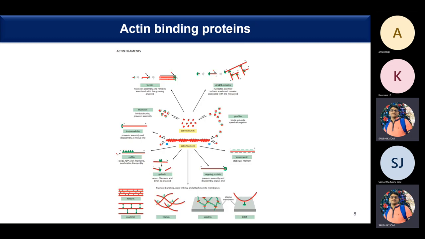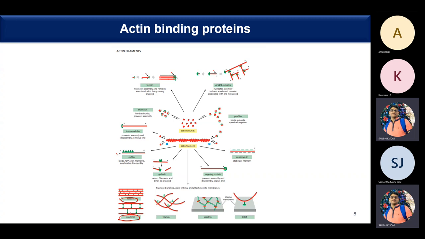Okay, so this was a small video about how muscle contraction works, how the actin and myosin filaments contract relative to each other. Here's a short slide of the different actin binding proteins that help in muscle contractions. One of the very important ones is alpha-actinin and fimbrin. As you can see here, alpha-actinin and fimbrin cross-link the actin fibers.